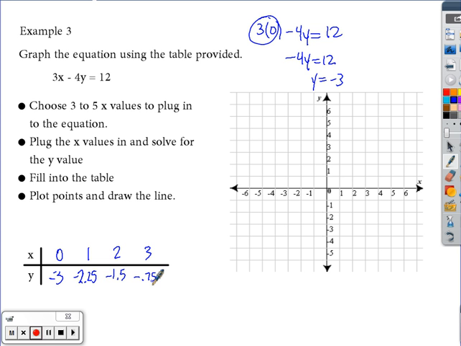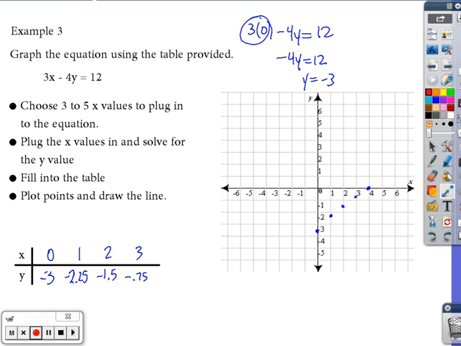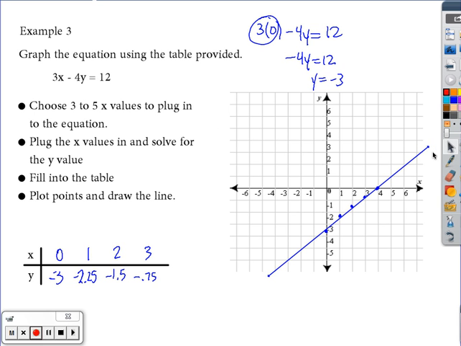But I plot my points the best that I can. All right, and again, I draw my line the whole way across the grid. For my answer. And you want to use rulers when you draw your lines, please. That will definitely be a standard that you have to live up to.